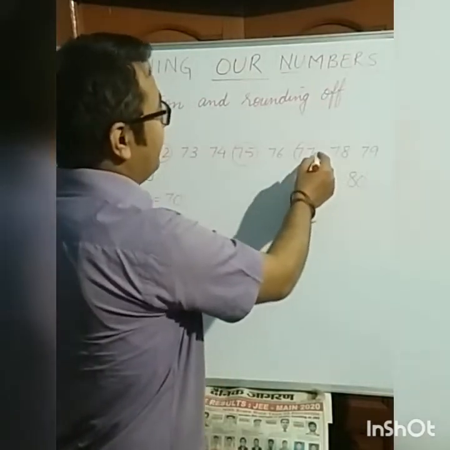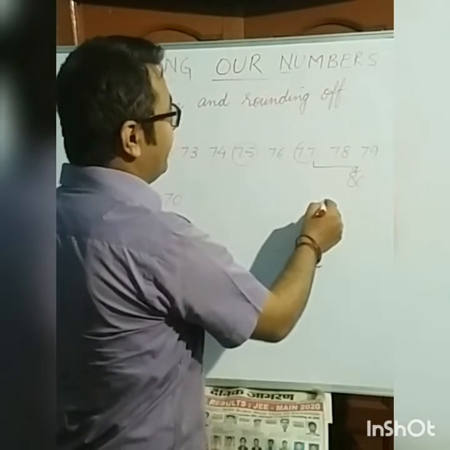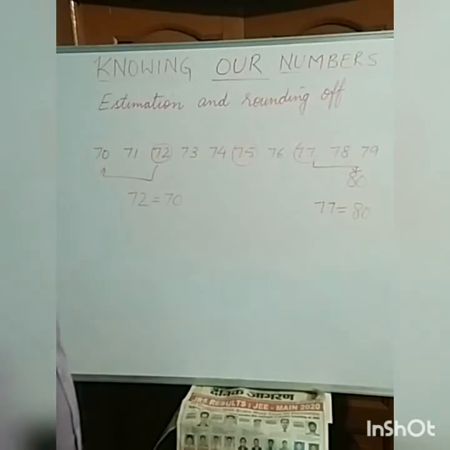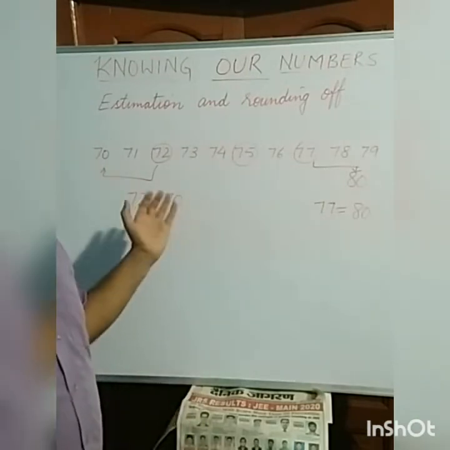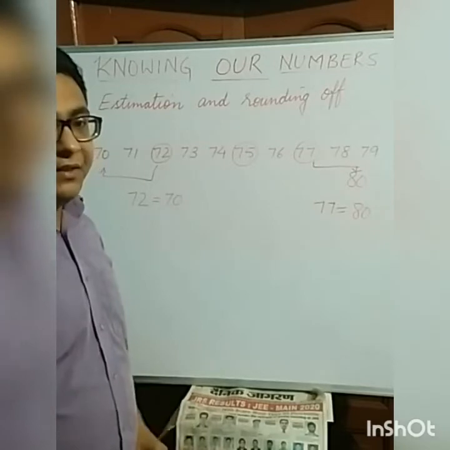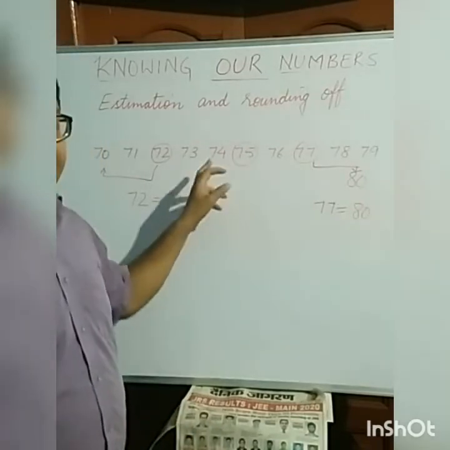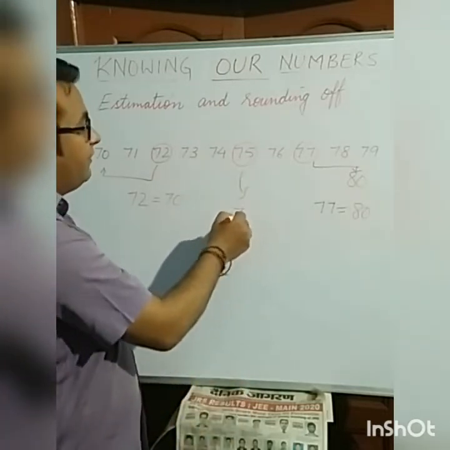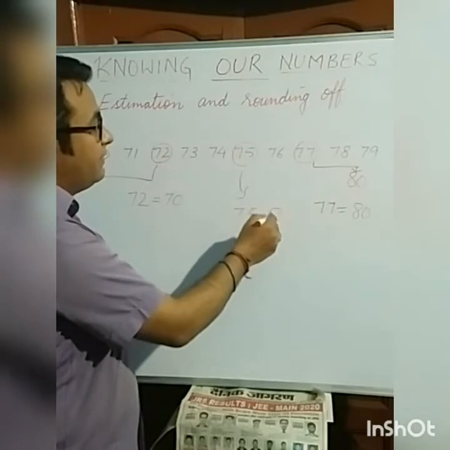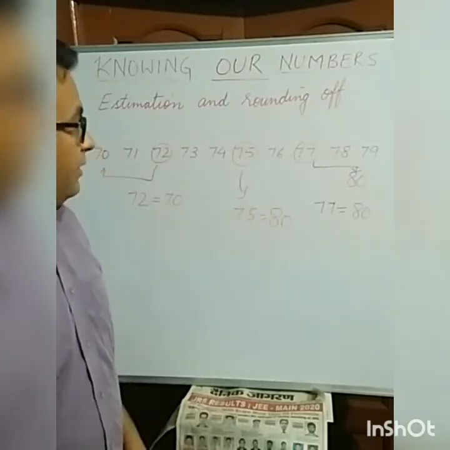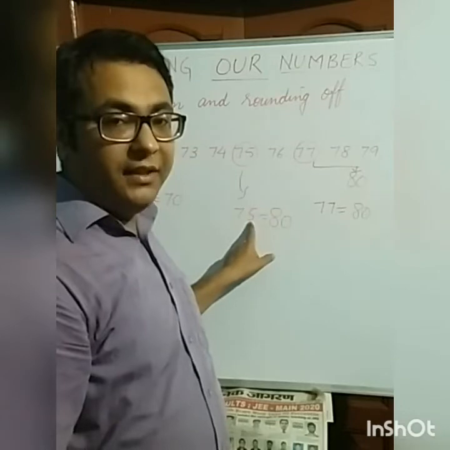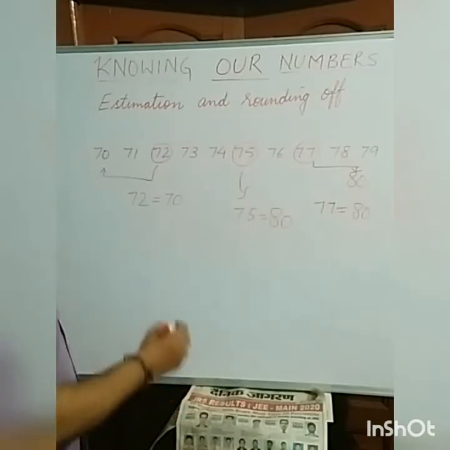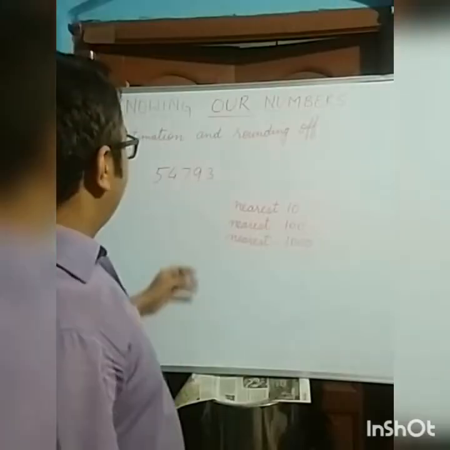Similarly, this number 77 is close to 80. So 77 can be rounded off to 80. Okay, so we round it off to the nearest tens. Now what about 75? As you can see, it lies in between 70 and 80. So in this case, 75 will be rounded off to the next tens, that is, it will be equal to 80. So if the last digit is 5 or greater than 5, we round it off to the next digit.